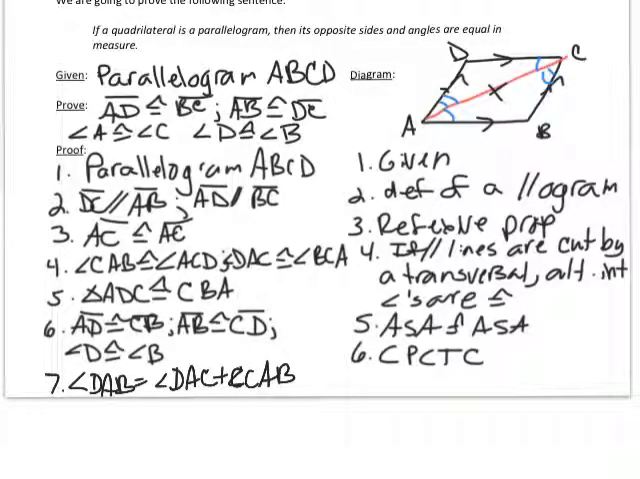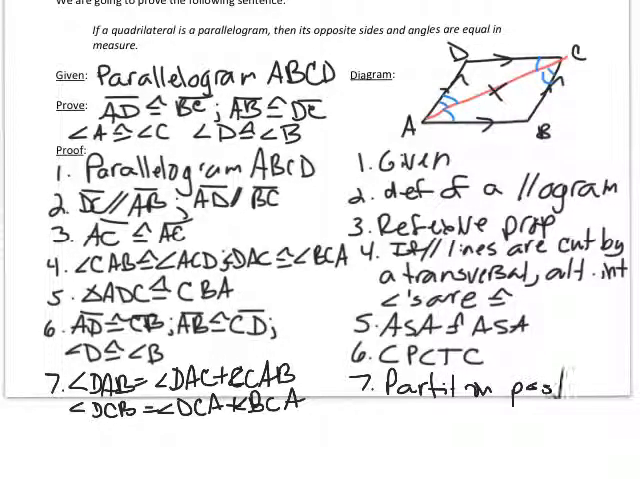And I'm also going to say angle DCB is equal to angle DCA plus angle BCA. That's the partition postulate. The whole is equal to the sum of its parts.